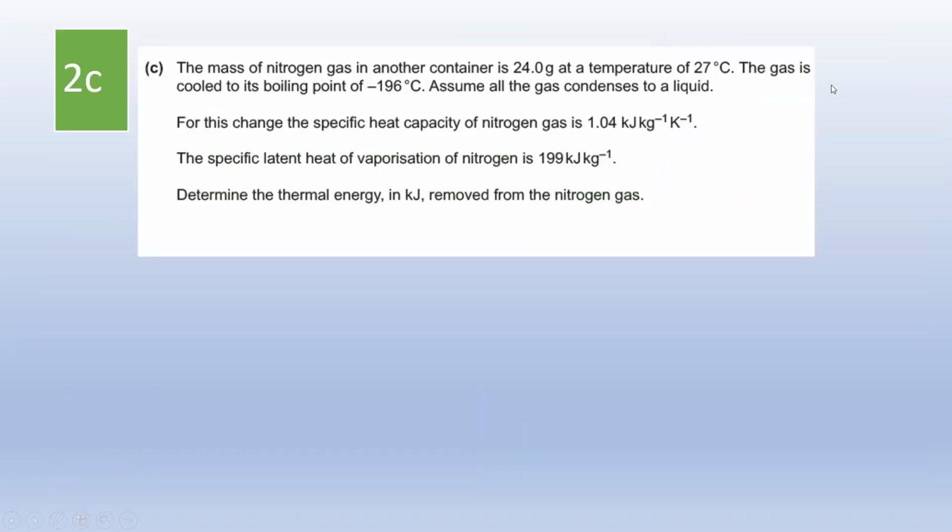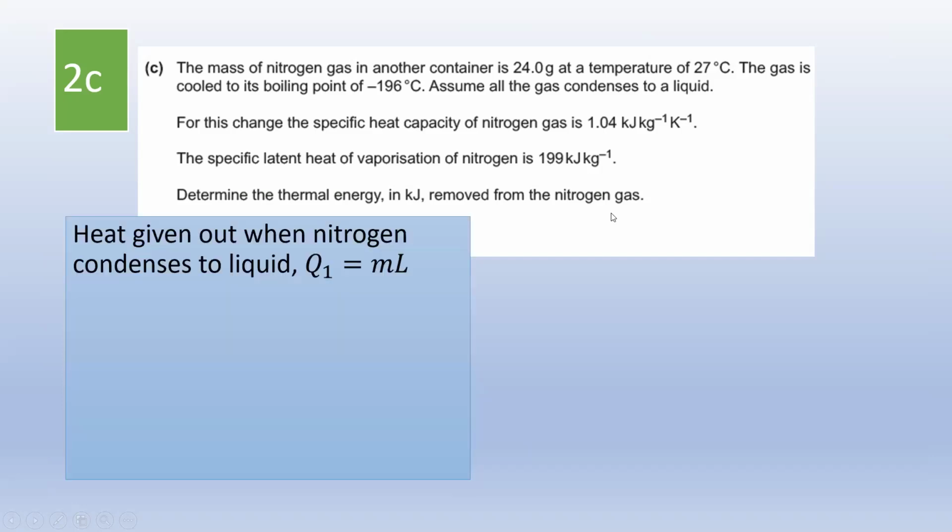The mass of nitrogen in a container is 24 grams at a temperature of 27 degrees Celsius. The gas is cooled to its boiling point of minus 96.03 degrees Celsius. Assuming that the gas condenses to a liquid, from the changes for this change, the specific heat capacity of nitrogen is given, the latent heat of vaporization of nitrogen is given. Determine the thermal energy in kilojoule removed from the nitrogen gas.